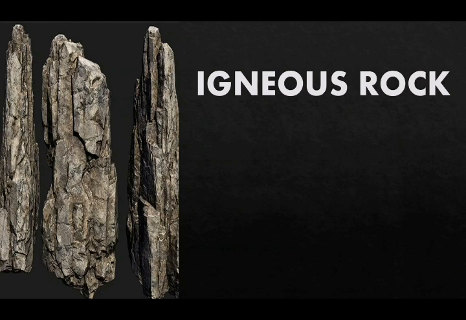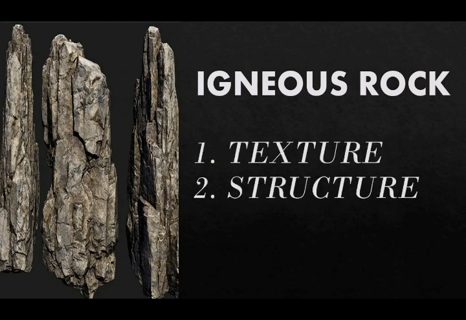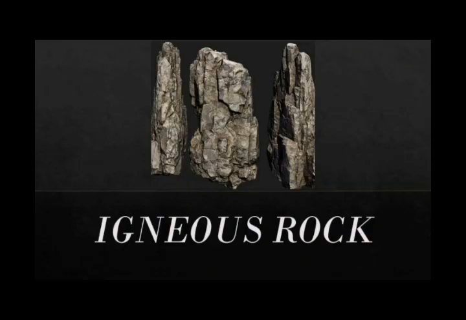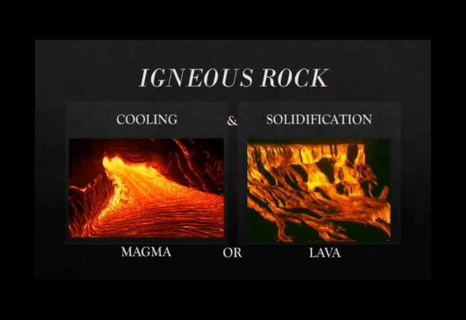In this video, I will discuss the texture and the structure of igneous rock. But before that, I will explain what igneous rock is in general. Igneous rock is a rock that has formed from the cooling and solidification of magma or lava. It means that when molten rock cools down, it essentially turns into a solid.